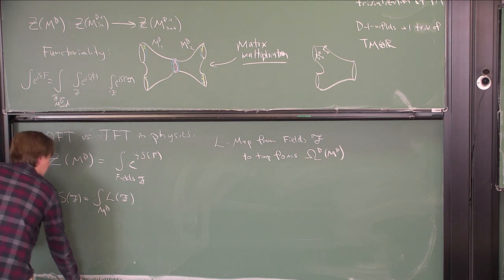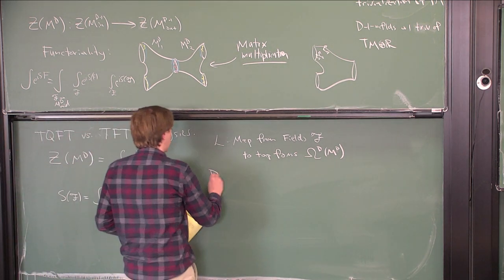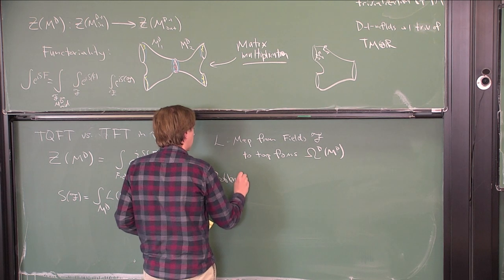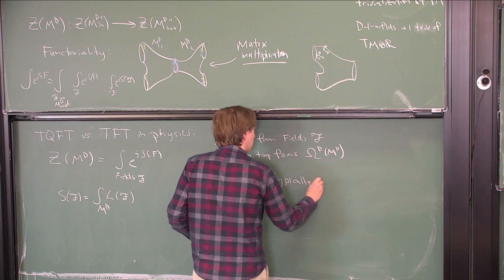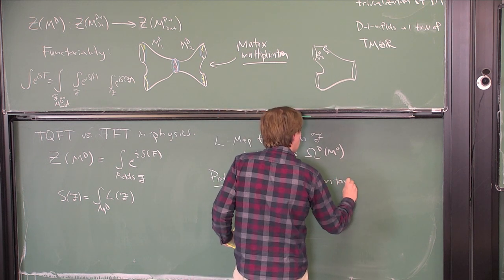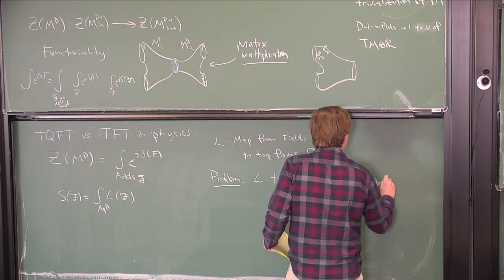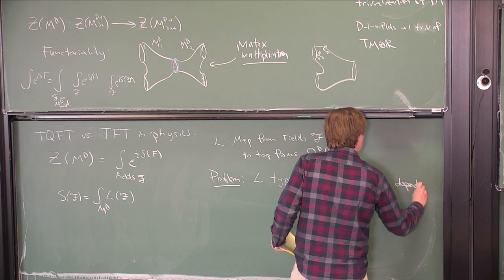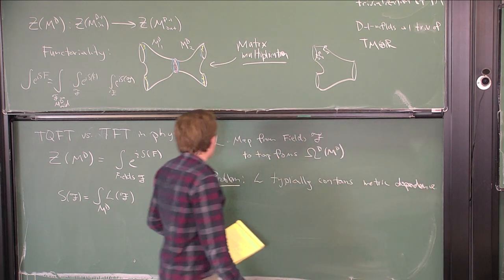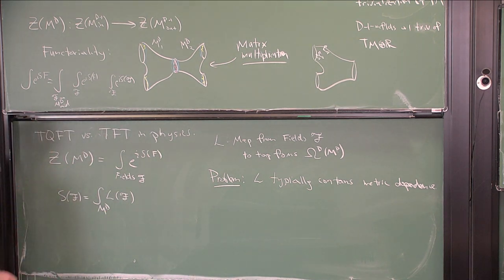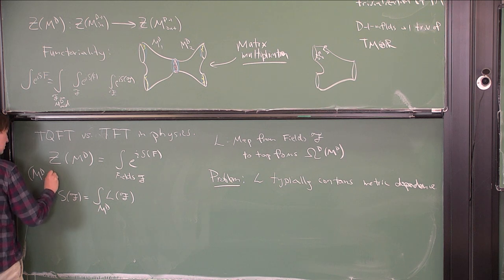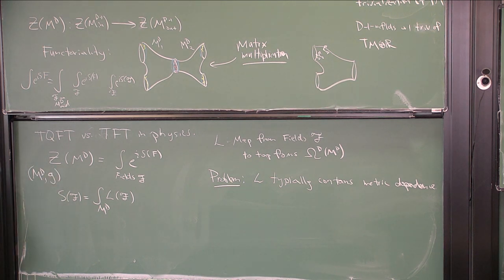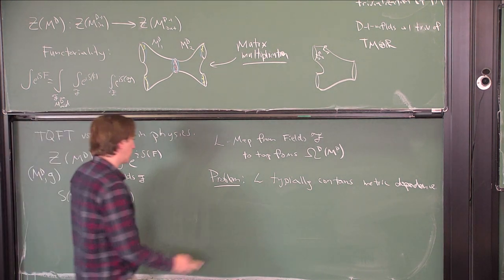Okay, sounds good, but the issue usually is that the problem is L typically contains metric dependence. That is to say, in a physical context, this manifold has a metric on it. So it's a Riemannian manifold, say, or sometimes a Lorentzian manifold. It has a metric on it. And you can see this quite explicitly.